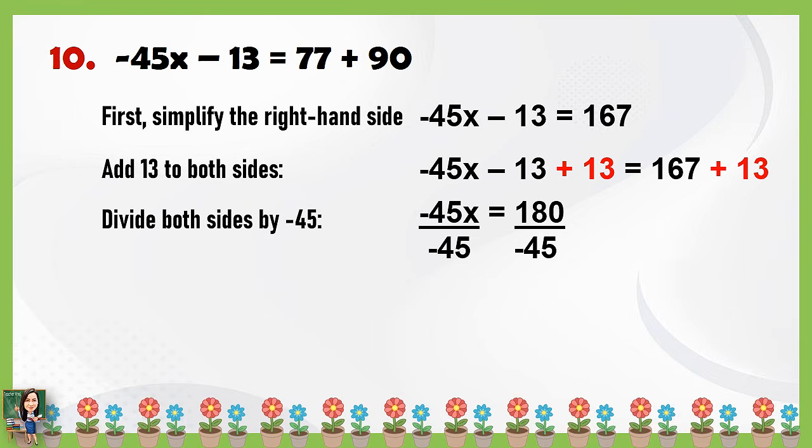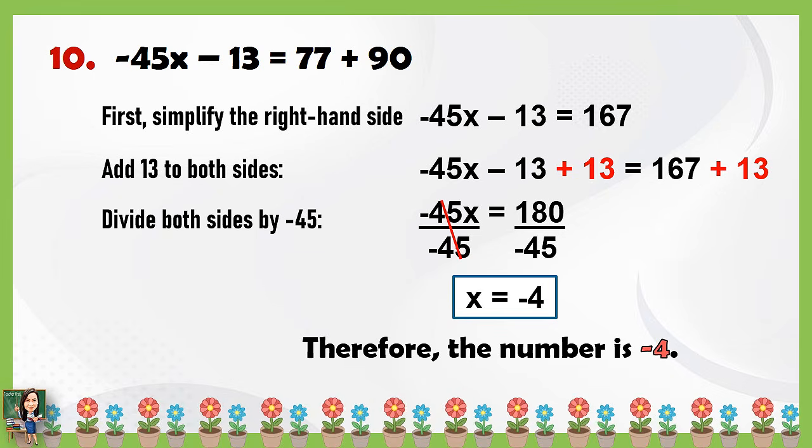Then, divide both sides by negative 45. Then, cancel both negative 45 over negative 45. The remaining is x. Then, 180 divided by negative 45 equals negative 4. X equals negative 4. Therefore, the number is negative 4.